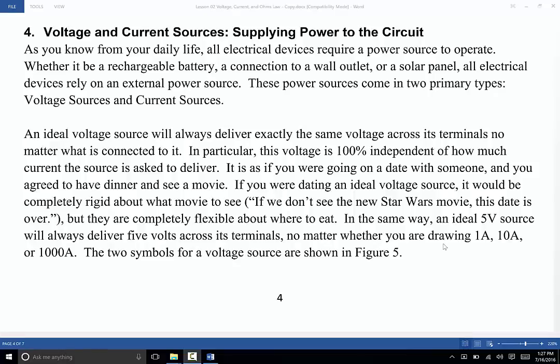Hello, and welcome to a discussion of different types of current and voltage sources that can supply power to our circuits. This is actually kind of a short lesson because there's really only two things to introduce to you, the concept of a voltage source and the concept of a current source, but they are so essential to the behavior of the circuit that I felt like they deserved their own lesson.